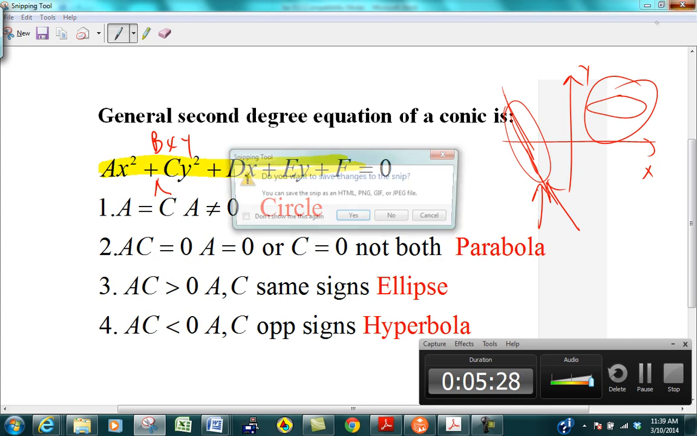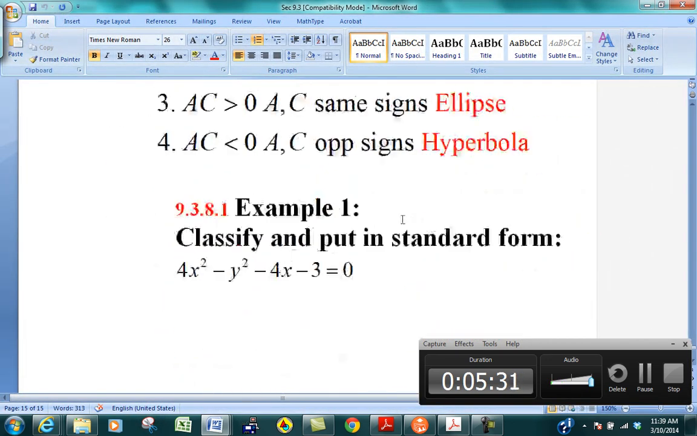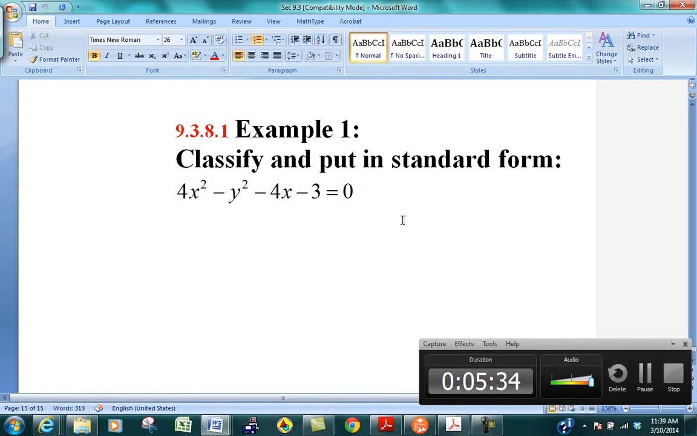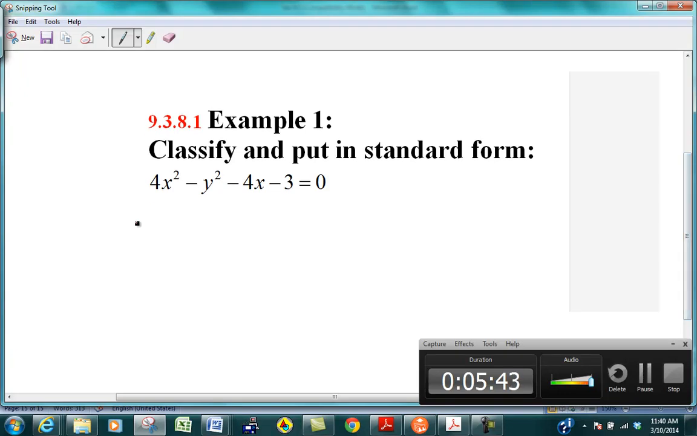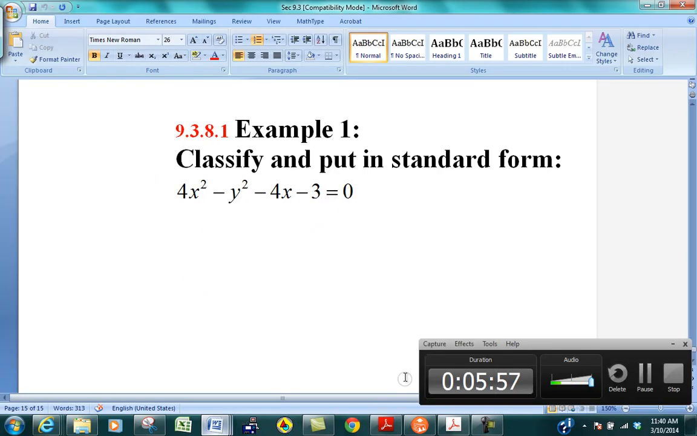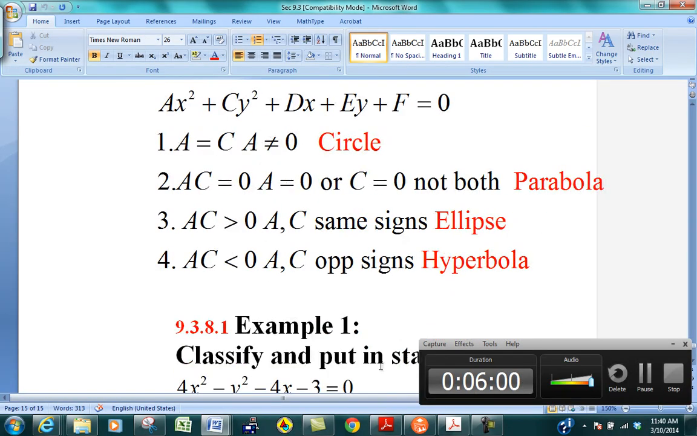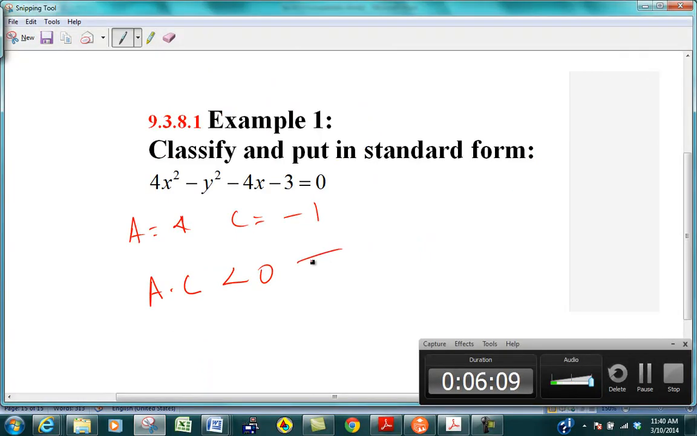Having given you those rules, let's do a couple of examples. Classify and put in standard form. Someone tell me what A is equal to? 4. What is C equal to? -1. So A times C is less than 0. What were the rules? If you go back to your rules, A times C is negative, which is item number 4. A and C are opposite signs, so your answer is that it's a hyperbola.